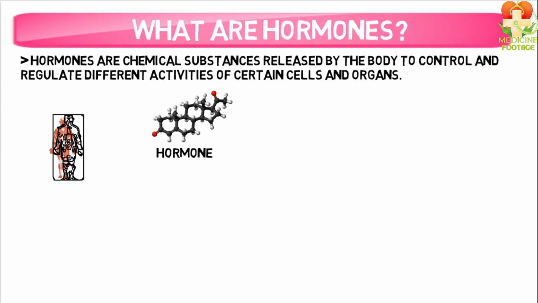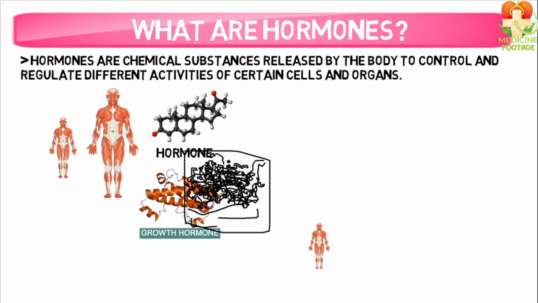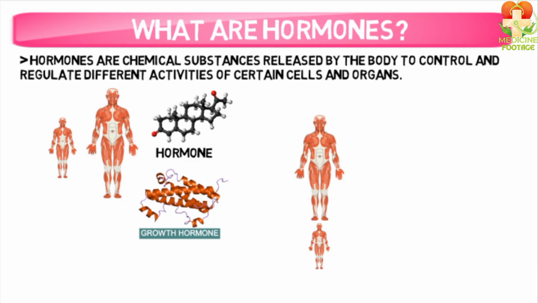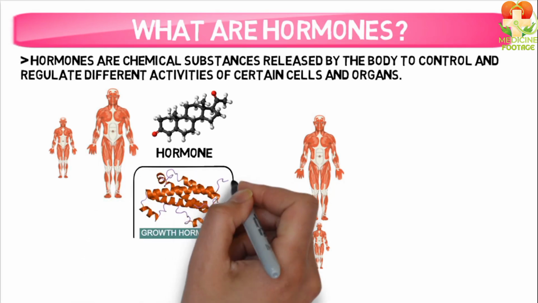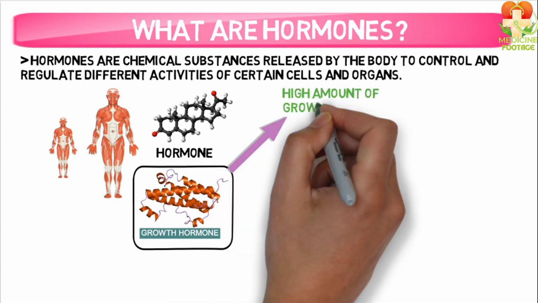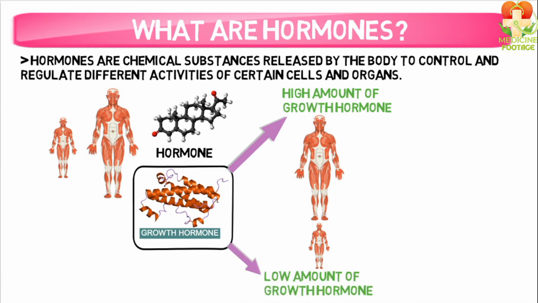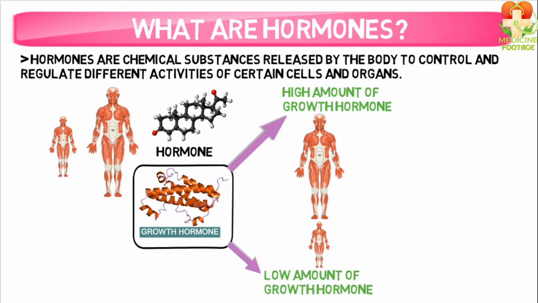For example, our body's growth. Some people have less growth. Some people have more growth. So this is controlled by the growth hormone. People with more growth hormone tend to grow taller, while those with less may have shorter stature. So actually, this is a hormone issue.